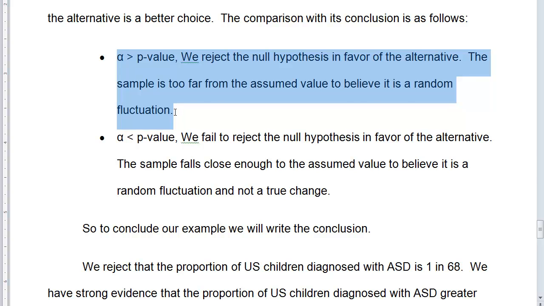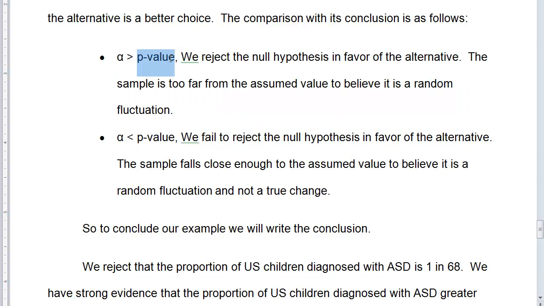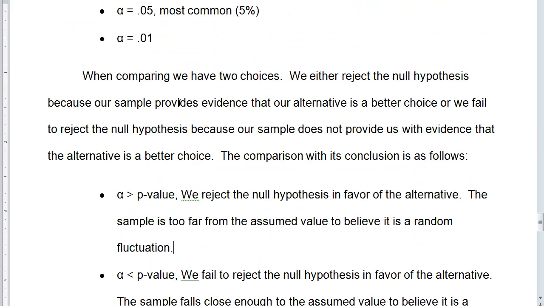Remember that idea of a random fluctuation came back very early in the video. Okay? So if my p-value is smaller than alpha, then my sample is too rare, too unusual to believe that it is a random fluctuation. Alright? And this is our evidence. This is the evidence our sample provides. Okay?